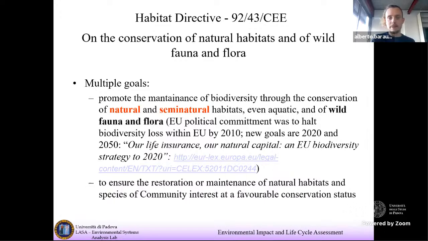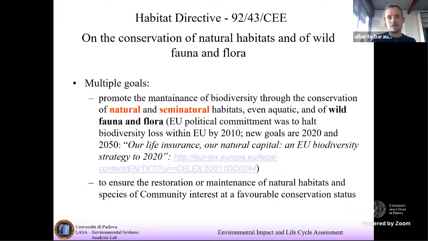The European Union has a political commitment to stop the loss of biodiversity. There was a goal to stop it by 2020. We didn't make it, so we have updated our policies. This is, for example, a nice reading, and there is also biodiversity.